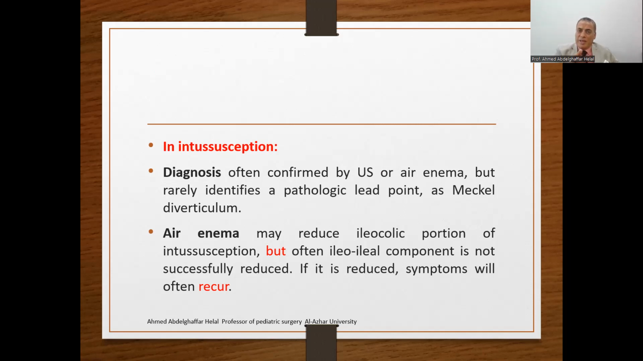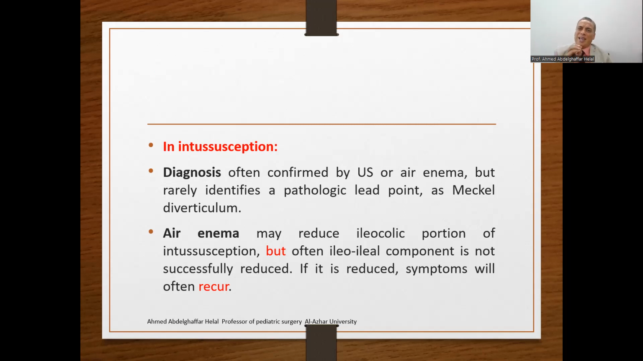So, if the case is intestinal obstruction due to intussusception, the diagnosis is usually confirmed by ultrasound. We discussed this. Ultrasound will show what's called the target sign. Or if you suspect intussusception by ultrasound and clinically there is recurrent jelly stool and you feel an abdominal mass, you can proceed to air reduction enema. Air reduction enema may reduce the ileocolic part.